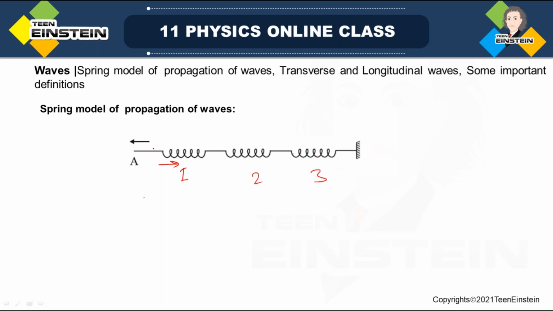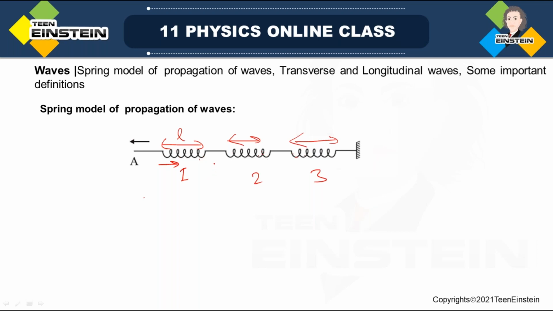That means the disturbance you have given, see, originally the length was L, now you have stretched it. That means you have disturbed the original length of the spring. And since this spring is connected to this spring, this also will get disturbed, that means it also will get stretched. Similarly, this also will get disturbed according to the elastic property, because they are connected to each other. So all of them will be disturbed.